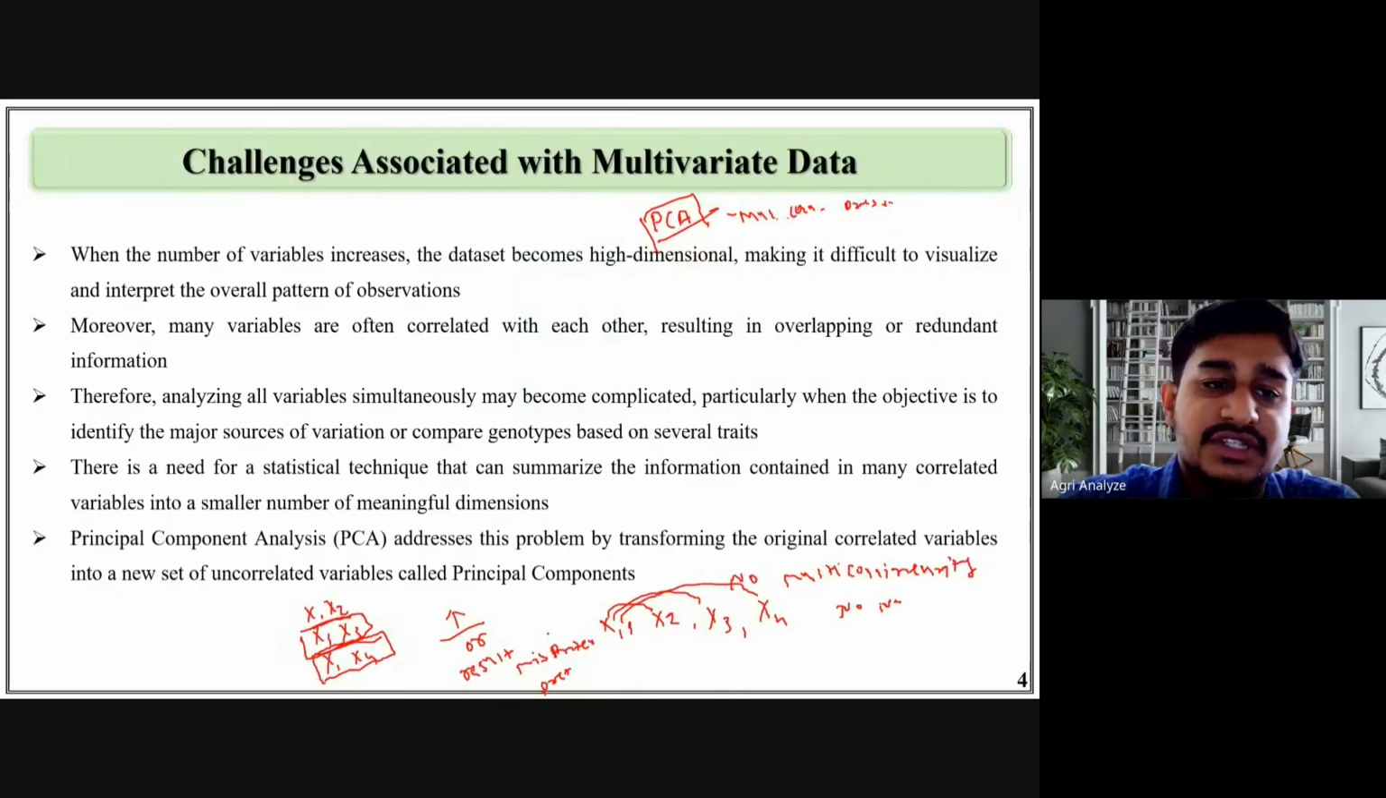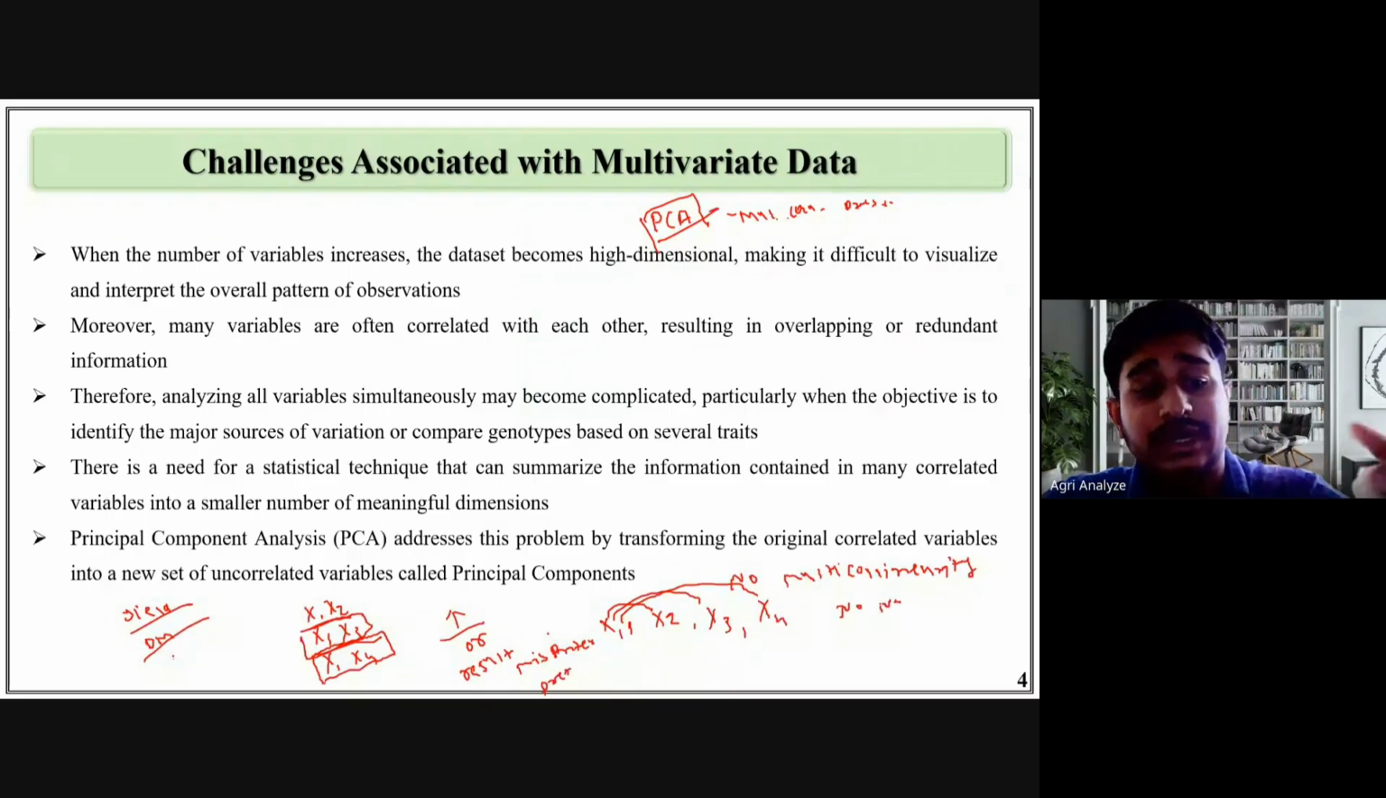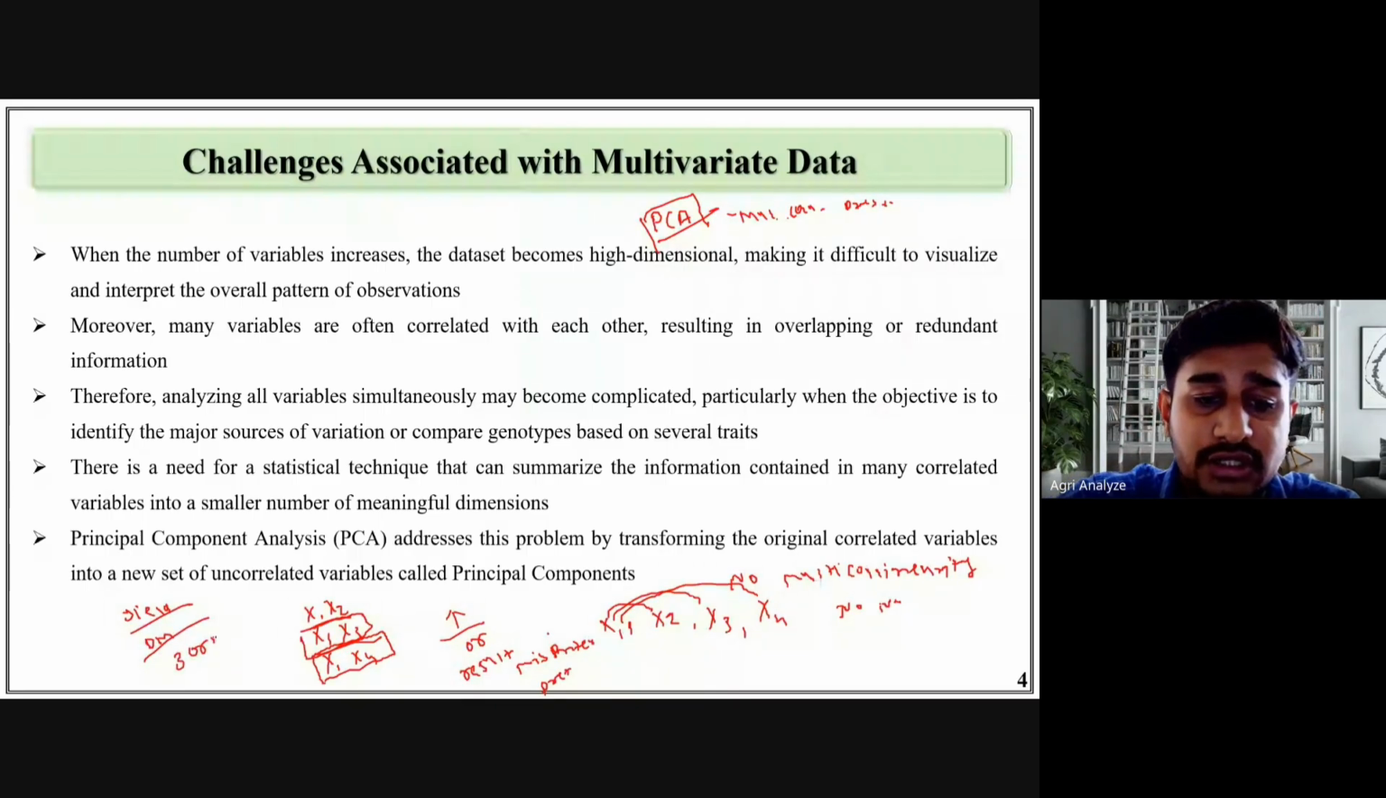then we use PCA. How, we will see in the next slide. Therefore, analyzing all variables simultaneously may become complicated, particularly when the objective is to identify the major source of variation or compare genotypes based on several traits. I explained in the previous slide, if we classify our genotypes based on yield, it is very easy. If we classify based on yield and days to maturity, then it is easy. But if we classify our genotypes based on 3 or more variables, it may be very difficult to classify them. So this is the main challenge associated with multivariate data.